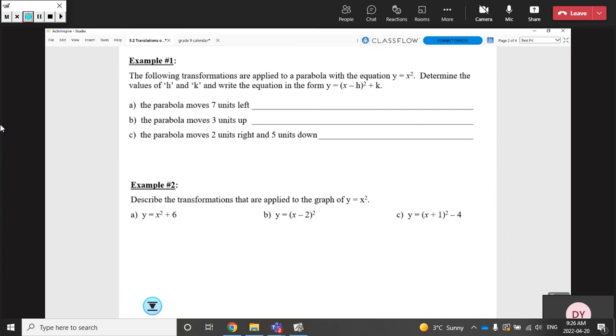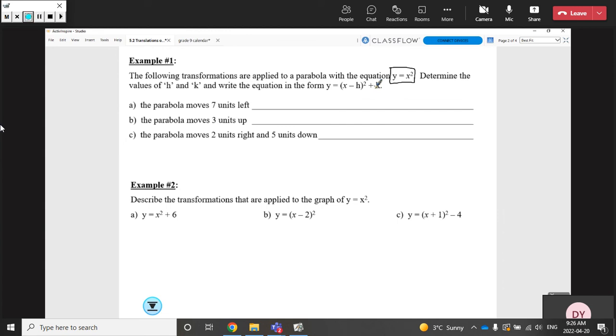So here's a great example, because we're going to look at the translations and make up our own quadratic in this new form here. It says the following transformations were applied to the parabola with the equation y equals x squared. Again, it's always based on this parent function. Determine the values of h and k and write the equation in this form. They took the h part and the k part and mushed them together and made a brand new form of quadratics.